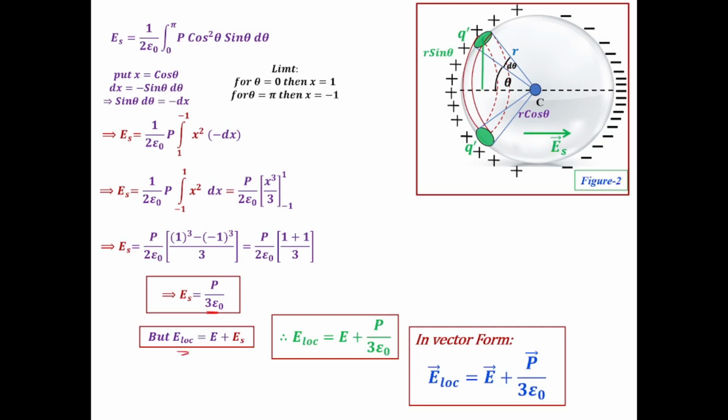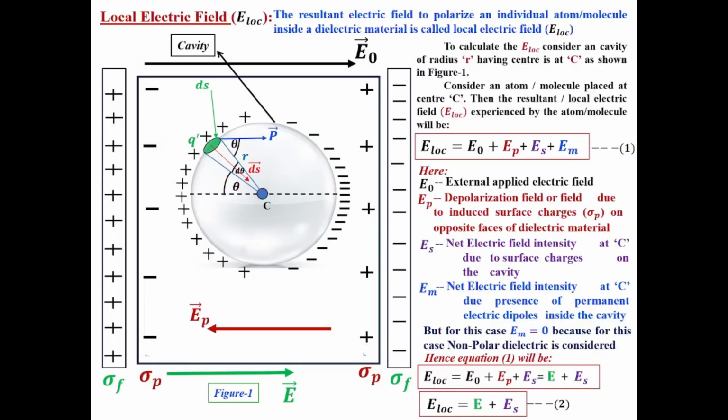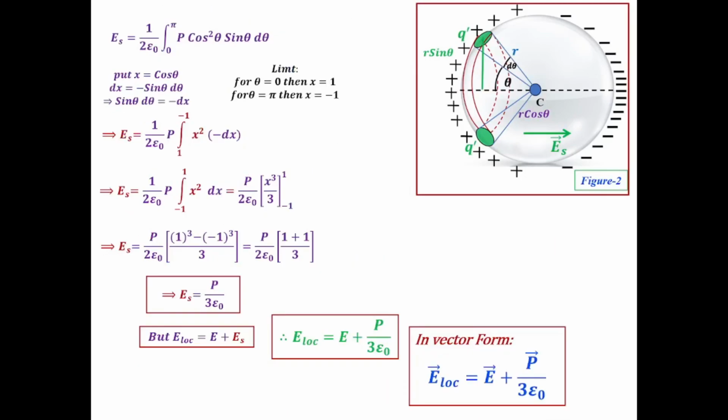But we know that E local equals E plus E_S. Okay, E local, we have to find out as E plus E_S for a particular atom or molecule inside the dielectric material. Therefore E local will be E plus this value P by 3 epsilon 0. So in vector form it can be written as E local equals E plus P by 3 epsilon 0.